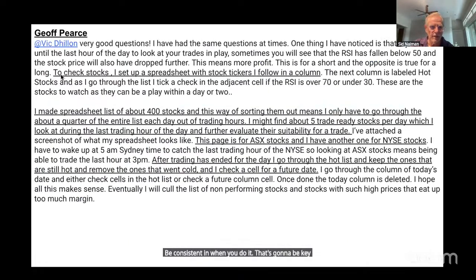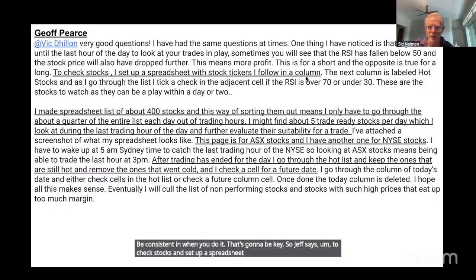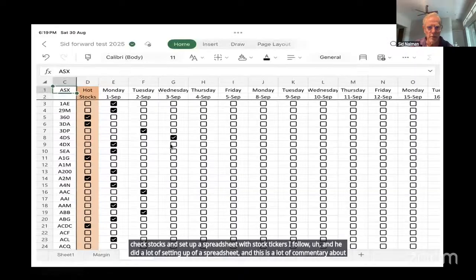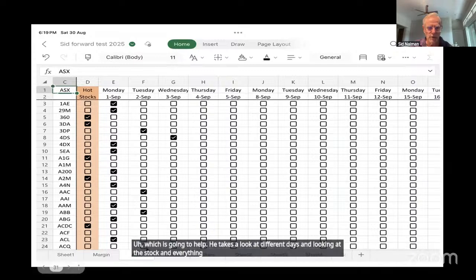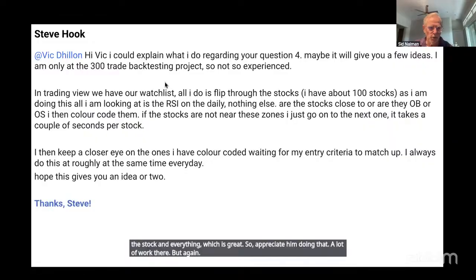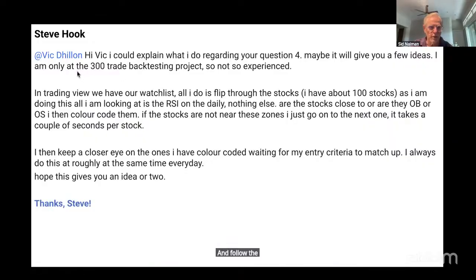So Jeff says, to check stocks, I set up a spreadsheet with stock tickers I follow. And he did a lot of setting up of a spreadsheet, and there is a lot of commentary about it. This is what it looks like, and it's going to be pretty helpful. If you go through his post on this, you'll see he has a description of all this, which is going to help. He takes a look at different days and looking at the stock and everything, which is great. So I appreciate him doing that. A lot of work there. But again, just look at the rules and follow the strategy on the charts and you'll be fine as well.